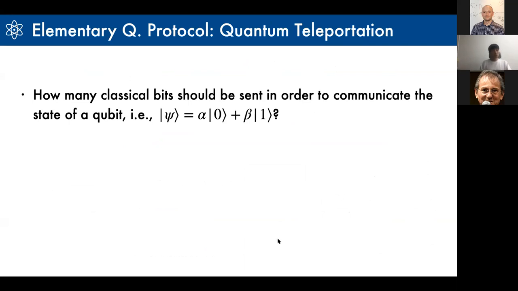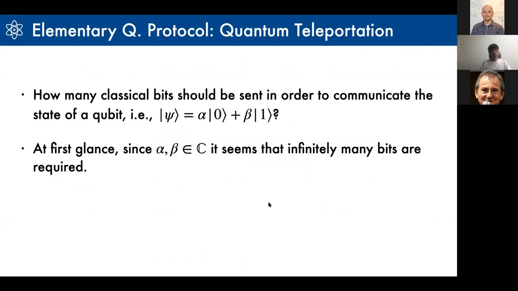Okay. So now let me ask another question. How many classical bits should be sent in order to communicate the state of a qubit? Now we are familiar with this single qubit state, and basically we want to communicate this. How many classical bits do we need to transmit?